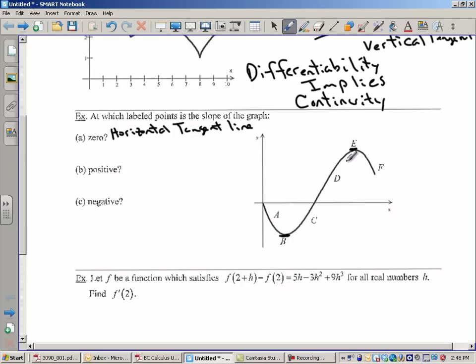And it looks like to me at B and at E. That's going to happen at maximums or minimums on a graph, as long as it's a smooth curve anyway. Otherwise, the derivative would be undefined. So I'm going to say B and E here.